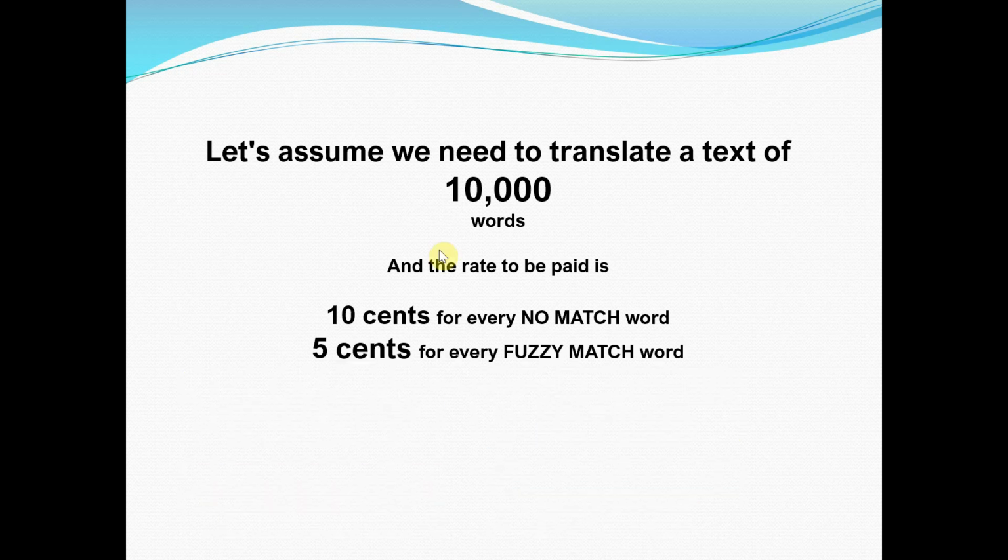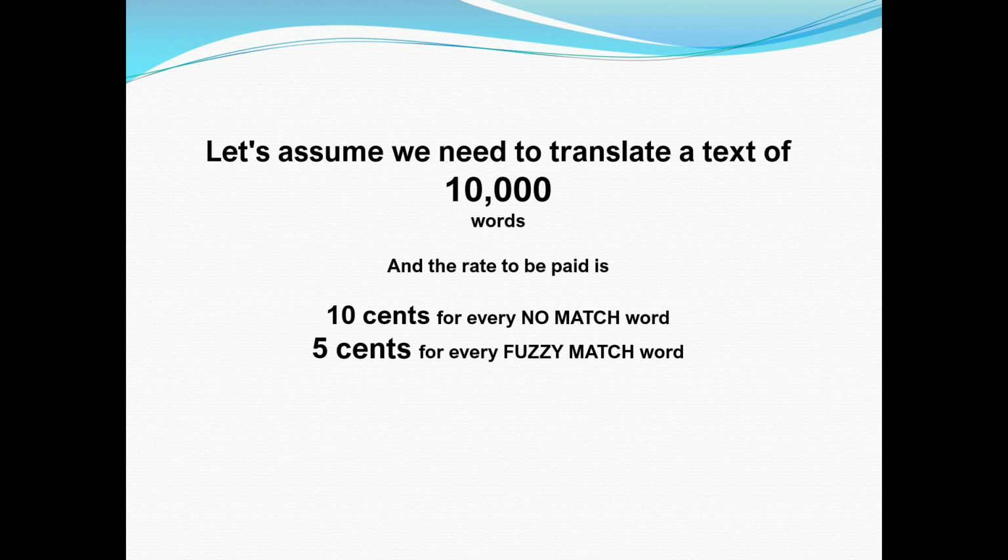But if the words of my document, by comparison with the translation memory or with all the sentences of the document itself, I get a certain amount of fuzzy match words, those words will be paid 5 cents. So they will be paid with a 50% reduction.